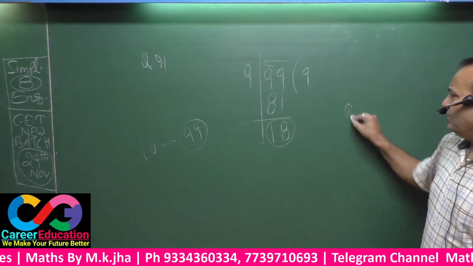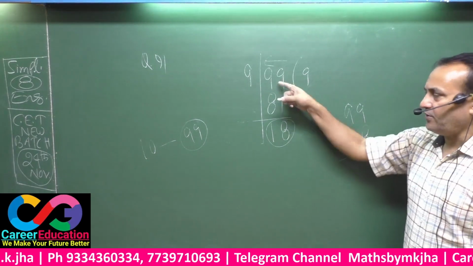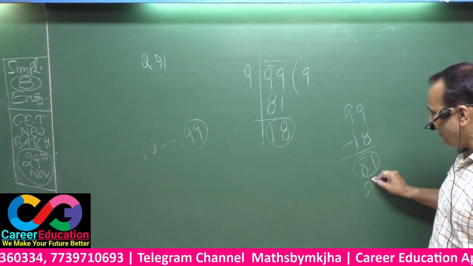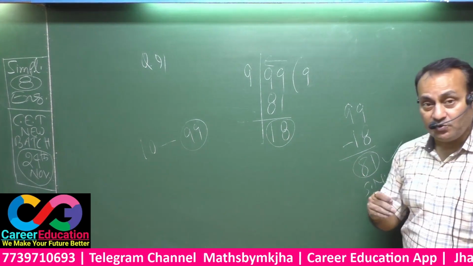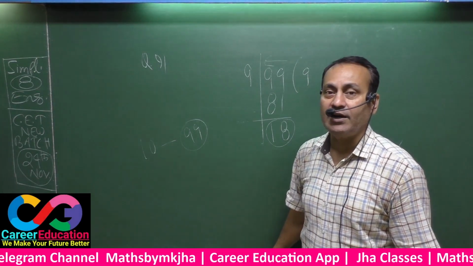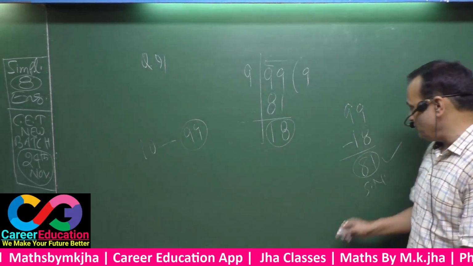That means this remainder 18 be subtracted from the given number, 99 minus 18. This is 81 and this is your final square number. That means you will have to say here 81 is the biggest 2-digit square number. This is your final answer.